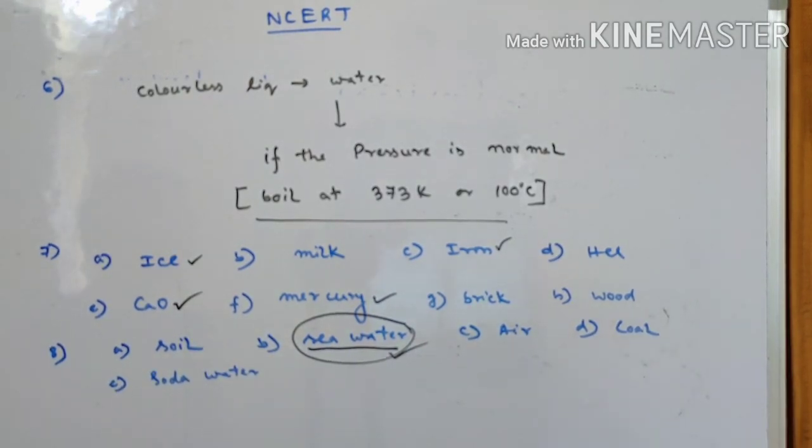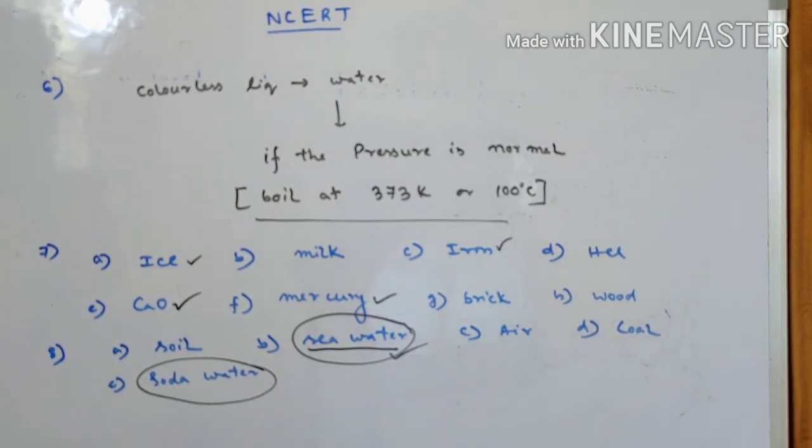As we know, soil is a mixture of so many things. Sand will be there, mud will be there. Air is always a mixture of different kinds of gases like nitrogen, oxygen, carbon dioxide, etc. In case of coal, if we are talking about solution, coal means only carbon. So we cannot say it is a solution. But in case of soda water, it is a gas mixed with water. So soda water is definitely a true solution. So out of this, there are only 2 options which I found to be correct.